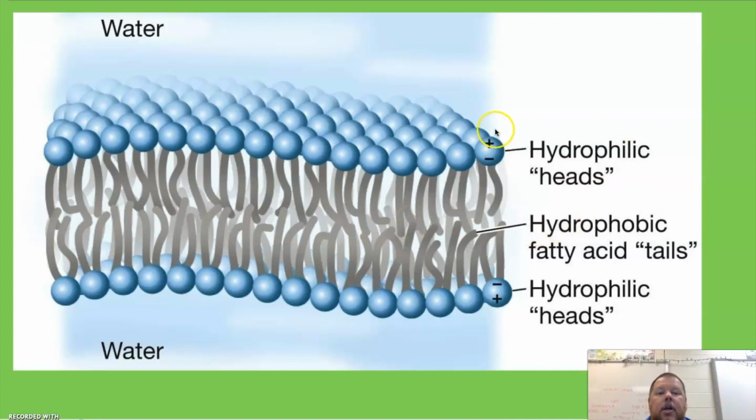These phosphate heads are going to be polar, which means they're going to be attracted to the water molecules. So these are called hydrophilic, water-loving, or liking water. Down here we're going to have the non-polar fatty acid tails, and those are going to be hydrophobic, and they tend to move away from the water, hence this double membrane structure.